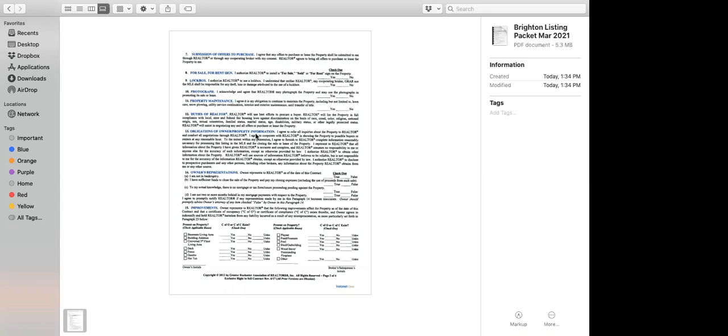Obligations of the property owner and the information. They agree to refer all inquiries about the property to you. So let's say your sign is out front and someone knocks on the door. It's up to the seller to let that person know that they have to contact you. This also says that all information about the property that they have given to the realtor is accurate and complete.